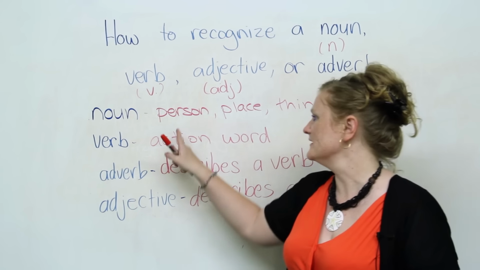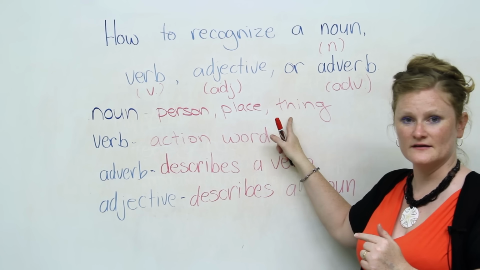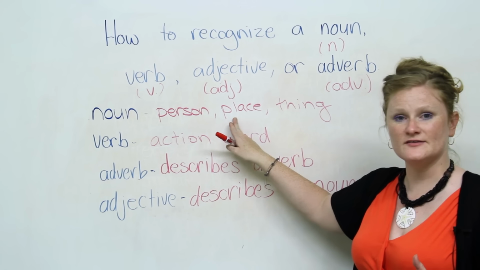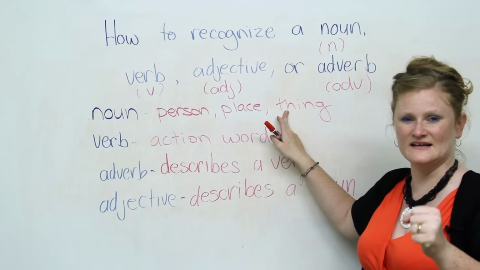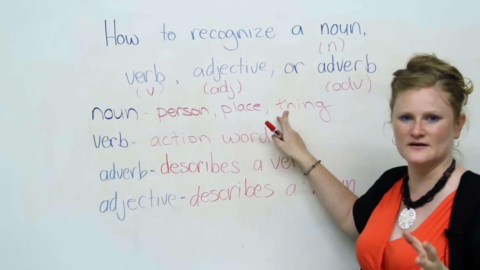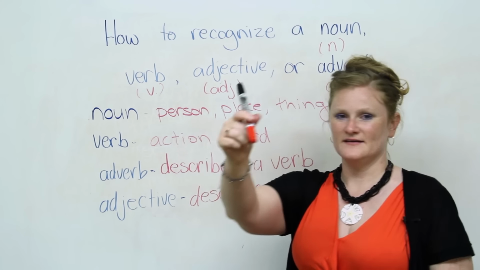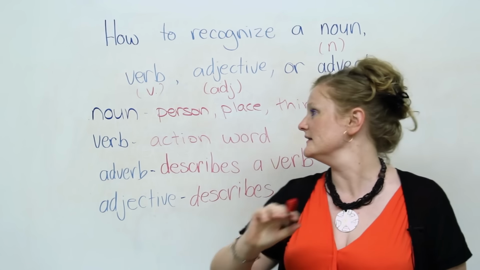The very first one is a noun. A noun is a person, a place, or a thing. So people, all the people around you are nouns. A place, city names, country names, and things. Anything, living or dead, or inanimate object that has never lived, like this marker, is a noun. It's a thing. I am a thing. I am a noun. Okay?